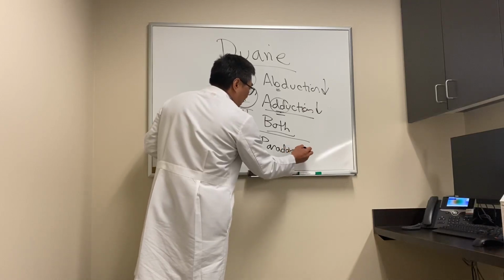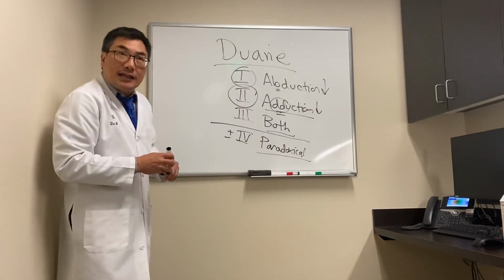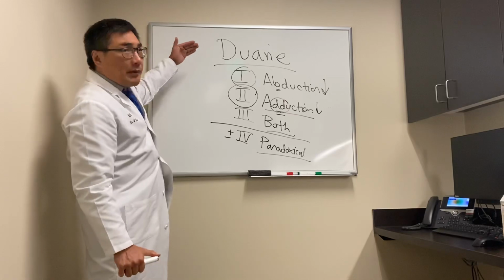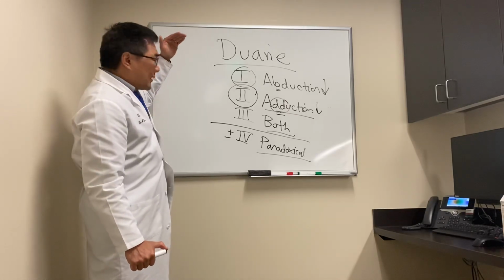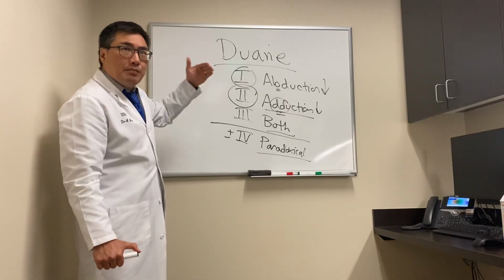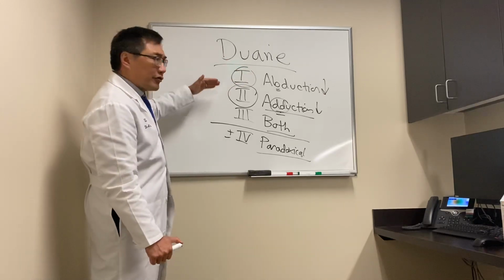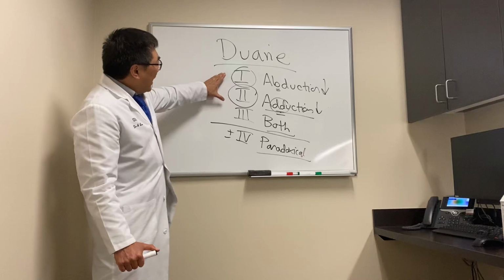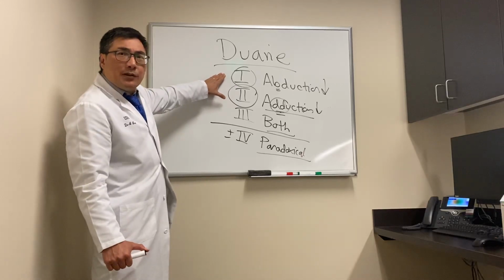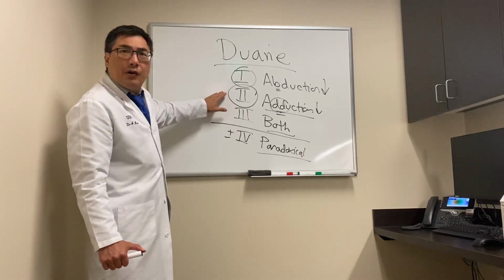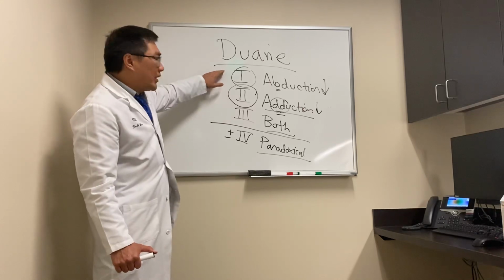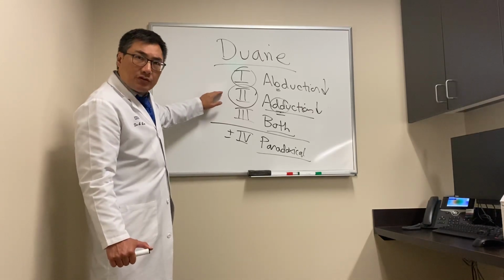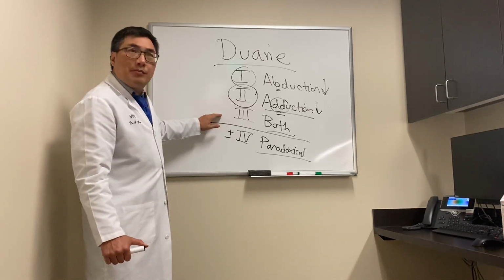abduction in attempted adduction. The reason you need to know about the Duane syndrome is it's congenital. You're born with it. You're missing the 6th nerve nucleus, or there's a split in the innervation between the 3rd and the 6th. But it can mimic a 6th nerve palsy or an INO, and is on the differential of an esotropia or an exotropia or an ophthalmoplegia.